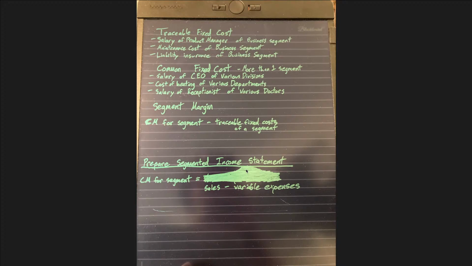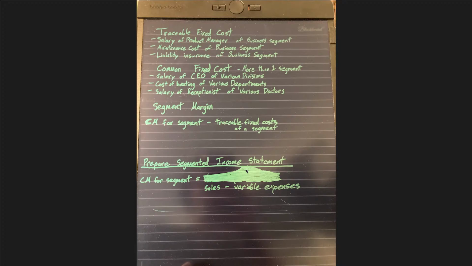Traceable fixed costs are things like the salary of a product manager, the maintenance cost of a business segment, the liability insurance of a business segment. Common fixed costs are shared by more than one segment, so the salary of a CEO of various divisions, the cost of heating in various departments in a Walmart, the salary of a receptionist of various doctors at a doctor's office.